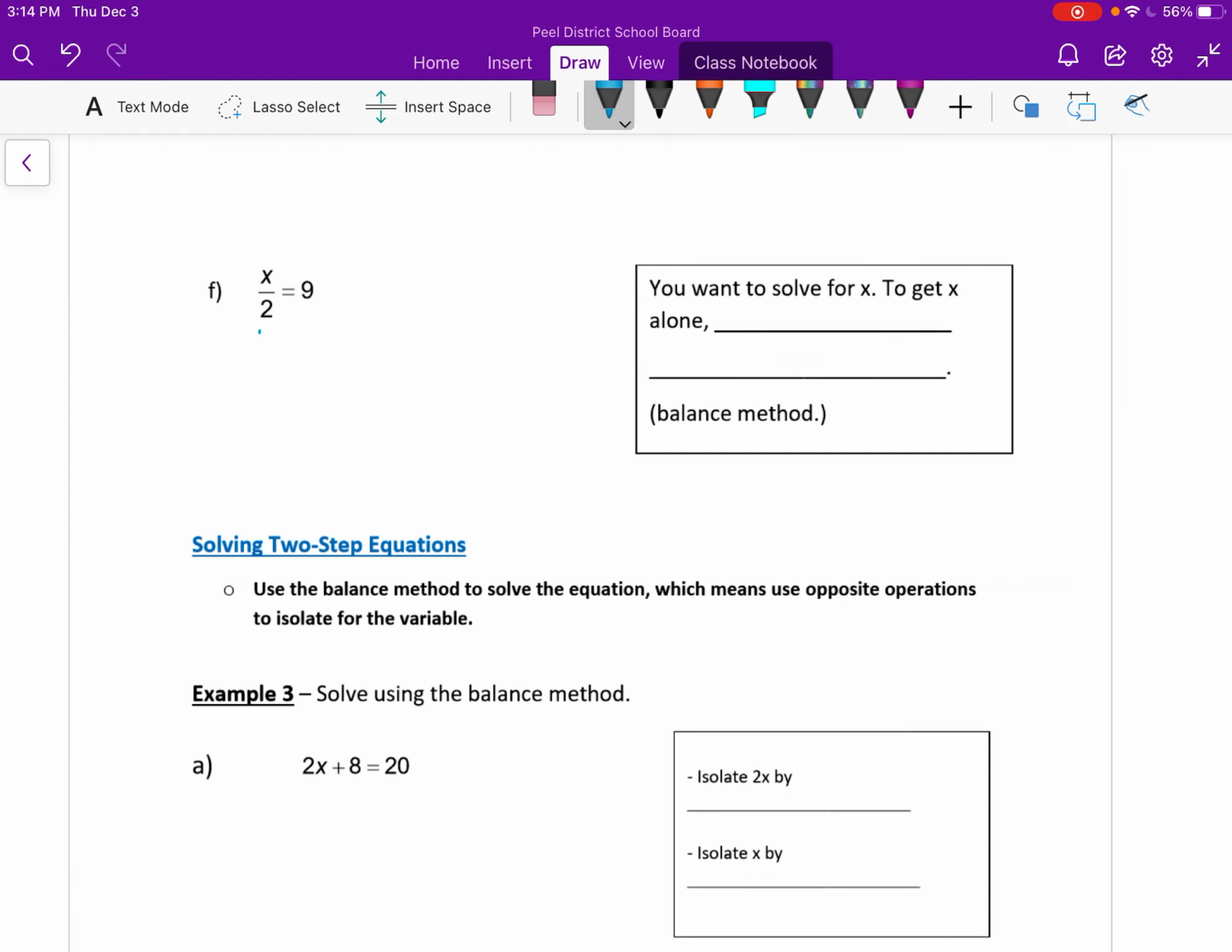So in this case, we have something that's actually starting off as a division. So you have x divided by 2 is equal to 9, right? So you want to solve for x. How you're going to solve for x is to get x alone, you're going to multiply, which is the opposite of divide, by both sides.